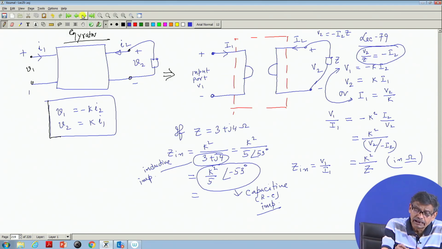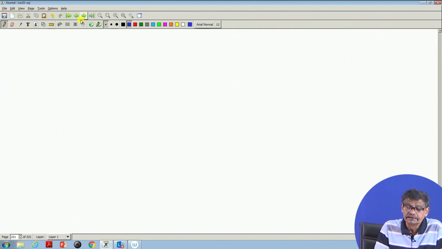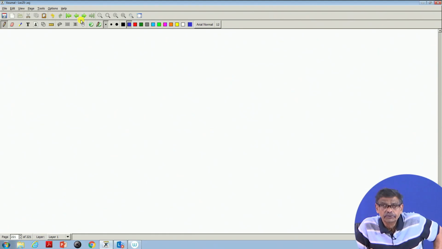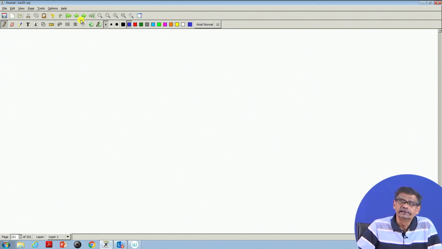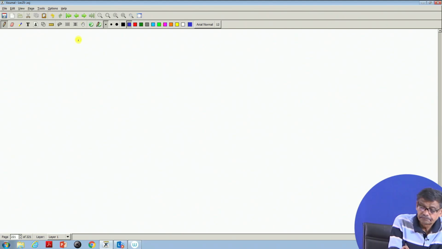Now, today what I will be doing is giving you some idea of solving a circuit having some op-amp present in the circuit. Okay. So, circuits with op-amps, called operational amplifiers.